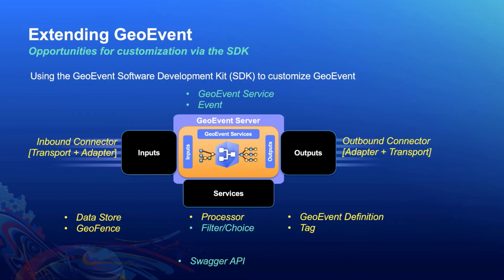Using the SDK, you can customize various parts of GeoEvent. These parts are currently shown in yellow. You can create your own transports, adapters, connectors, and processors. And within the context of each one of those components, you also have the ability to manipulate data stores and geofences, as well as create or update GeoEvent definitions and tags.